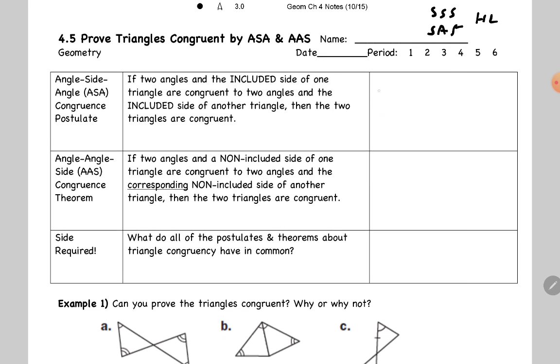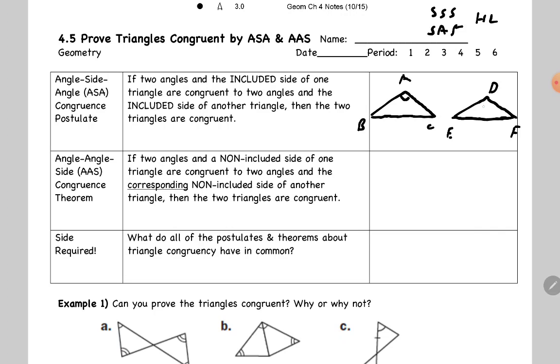ASA is angle side angle. And let's try to draw two triangles here. And let's imagine that these two triangles are congruent. So A, B, C, D, E, F.